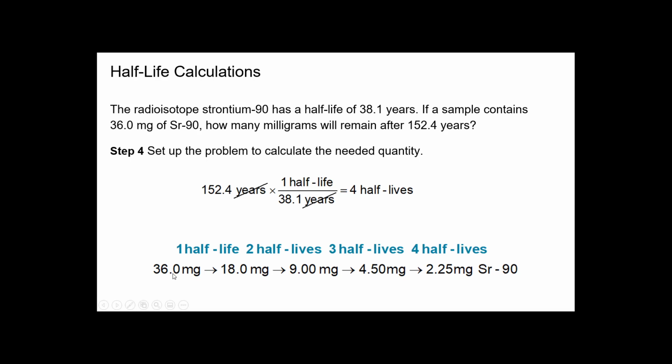So we start out with 36 milligrams, and now we just keep halving this until we get to 4 half-lives. So half of 36 is 18, half of 18 is 9, half of 9 is 4.5, half of 4.5 is 2.25. So now let's count this. This is 1 half-life, 2 half-lives, 3 half-lives, 4 half-lives. So the remaining amount is 2.25 milligrams of Sr-90 after 4 half-lives, or 152.4 years.